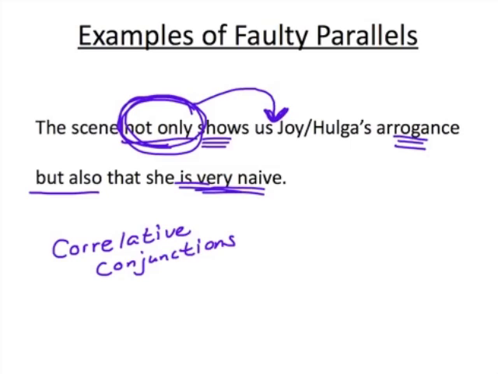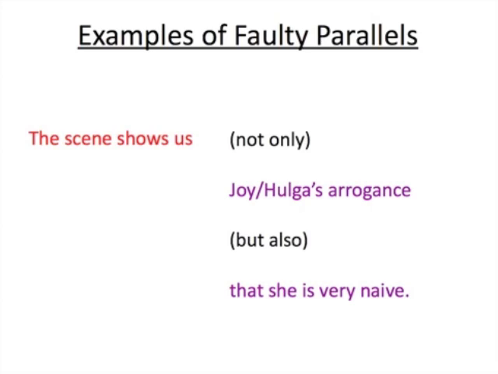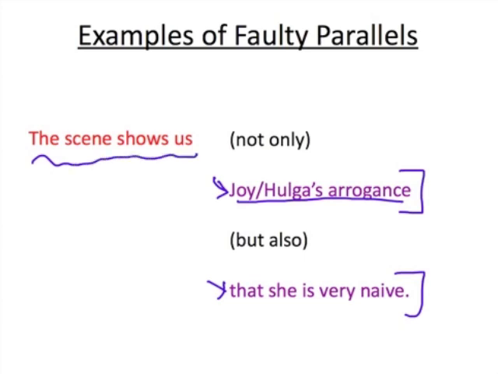But let's look a little bit more carefully at the parallel itself, aside from the fact that the not only is positioned wrong. So if you look at it like this, the scene shows us, and these are really the two things that it's showing us, right? Joy Hulga's arrogance. Do you know this story, this Flannery O'Connor story, Good Country People? Find it if you haven't read it. It's a terrific story. What's going on with Joy Hulga's arrogance and that she is very naive? Structurally, how are those things different? Notice each one of them lines up okay with the scene shows us. We could say the scene shows us Joy Hulga's arrogance. We could also say the scene shows us that she is very naive. Separately they work, but we can't put them together in a sentence and get something that works because these two things have very different structures.